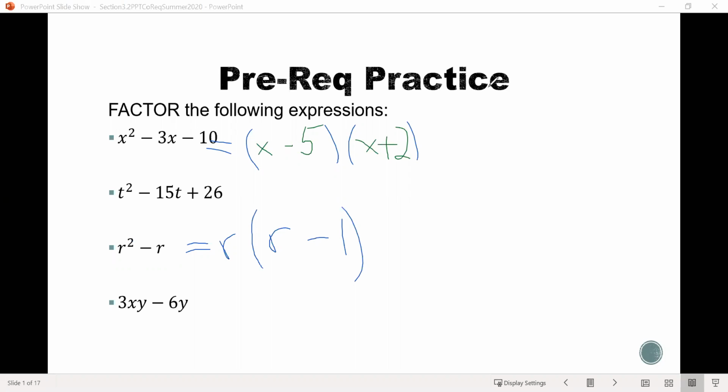And just as before, we could check that this works, because if we distribute in the r here, we should get back to this thing we started with. In this case, that is the case.